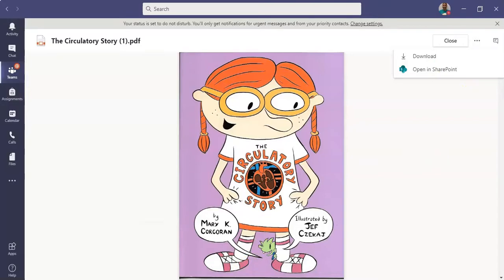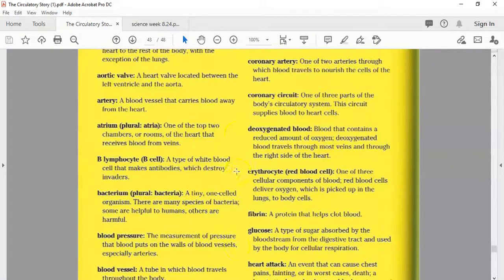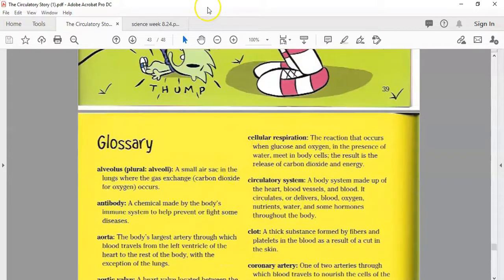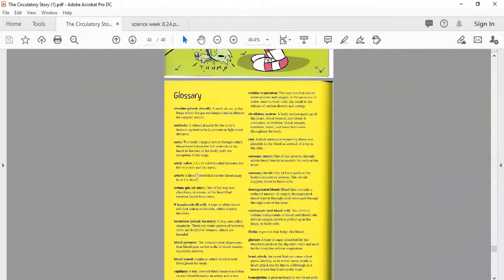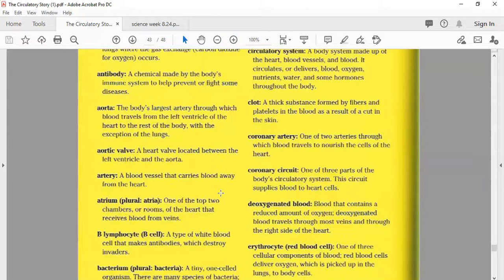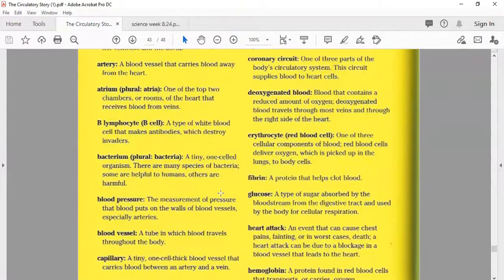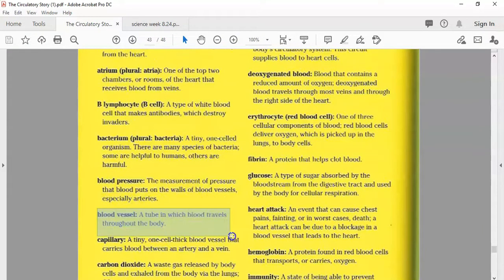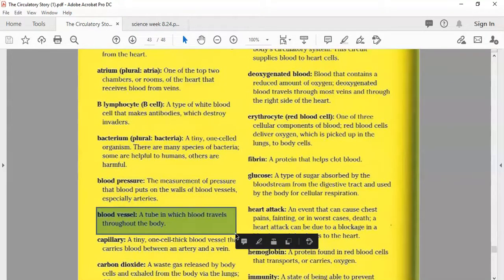So I'm going to show you here how we're going to get the definition. If you go all the way to the back of the book, there is a glossary. Remember, what does a glossary do, boys and girls? It gives us meanings to words that we might not know. So today we're going to look for blood vessel, and it is right here. Go ahead and copy this. It says a tube in which blood travels throughout the body.